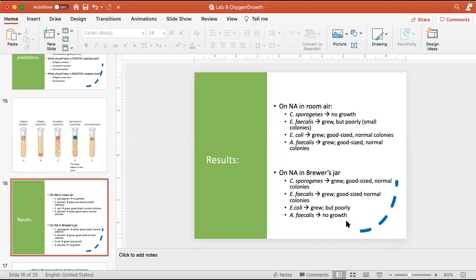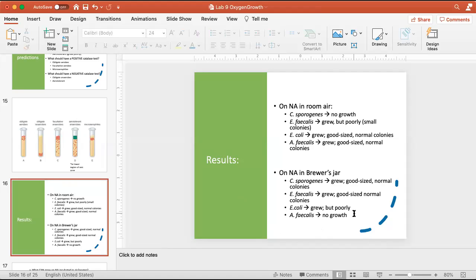So just from these results, do you think you have any obligate organisms? Do you think we have any obligate aerobes? I'll pull up the slides again. Obligate aerobes. I'm gonna say A. faecalis. Yes, which one? You can say the initial. A. faecalis, that's right. It's alkaligenes, a terrible word to pronounce.